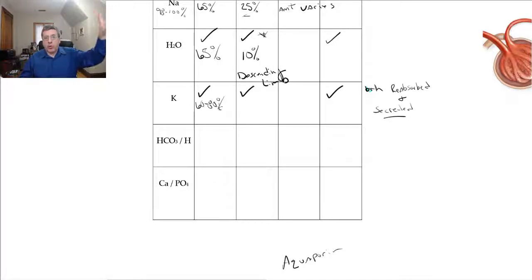So when sodium leaves, water leaves. When water leaves, this gets concentrated and potassium follows. Okay? Now, this is not just potassium. You're also looking at magnesium. You're looking at calcium. You're looking at phosphate, bicarb. All these other substances are moving down their concentration gradient as well. Okay?